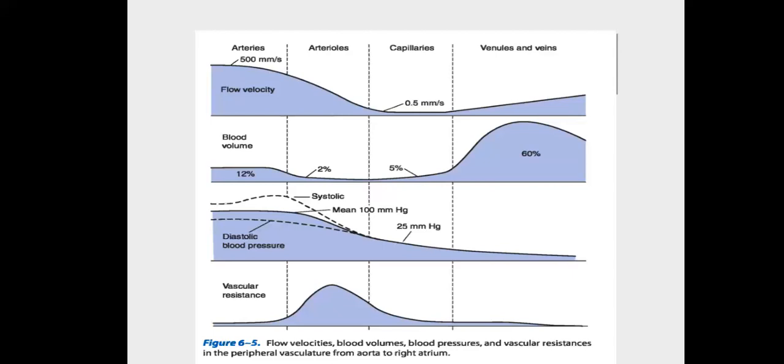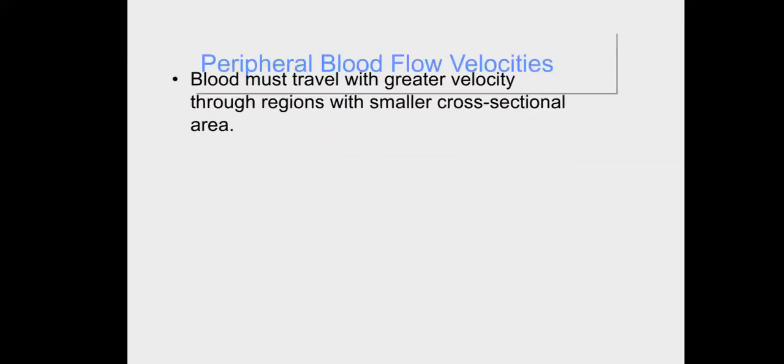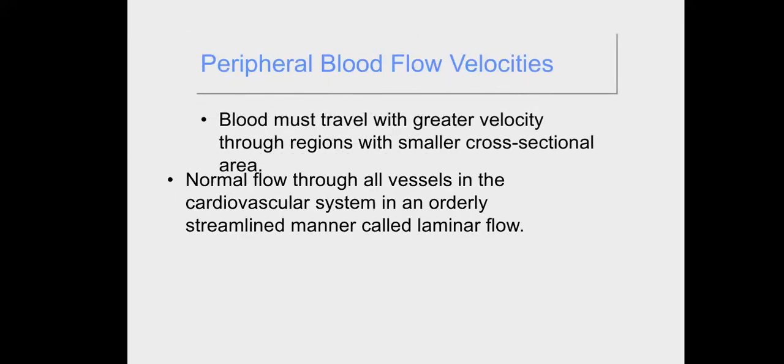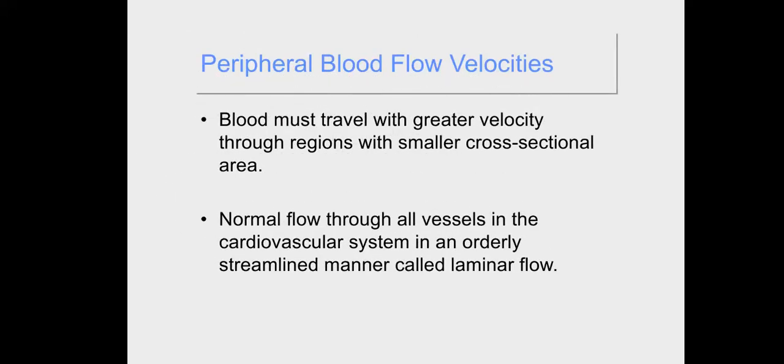And normal flow through all the vessels in the cardiovascular system is called laminar flow. So the flow velocity is important because the normal flow in the vessels governs the coagulation system and governs the inflammation and inflammatory process. I think it's clear.